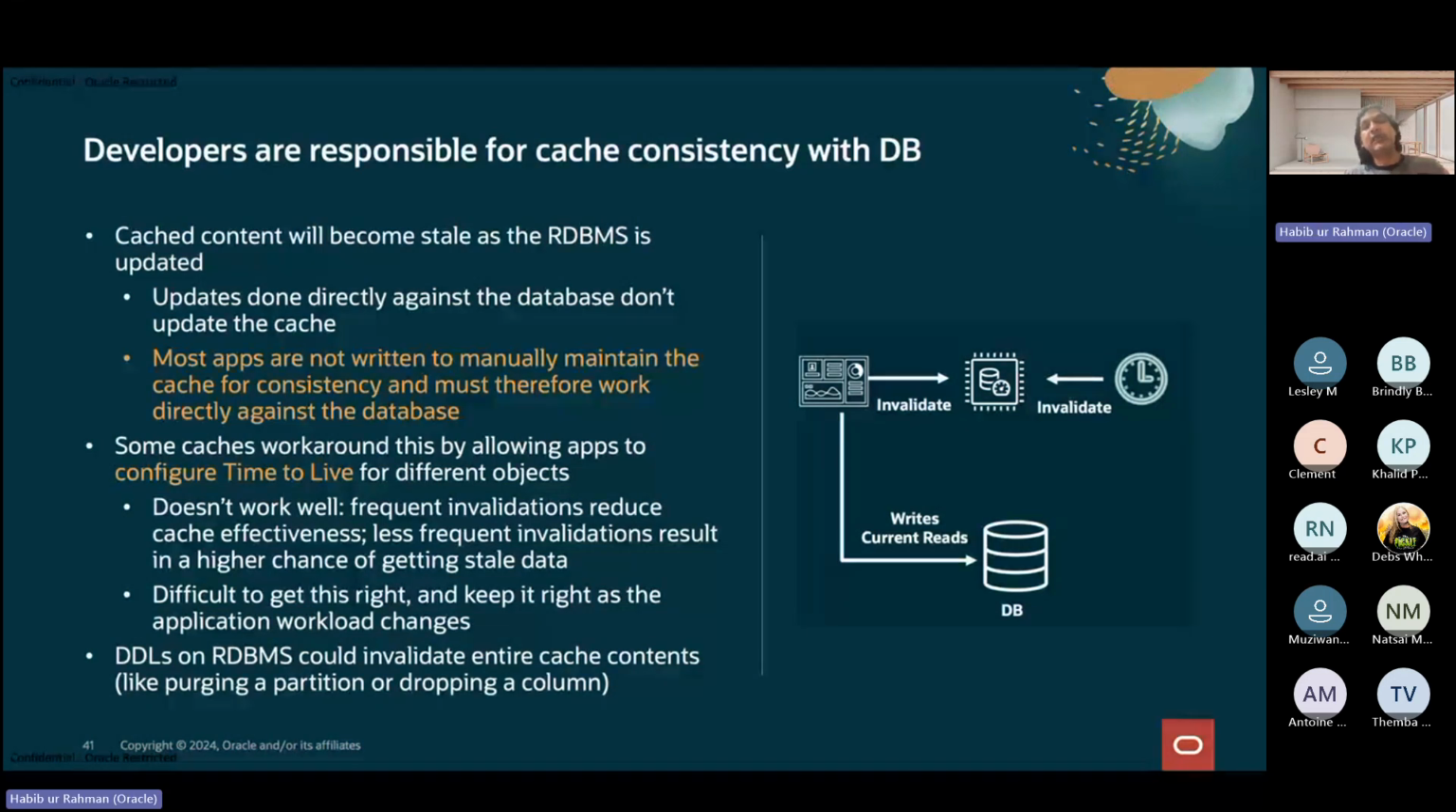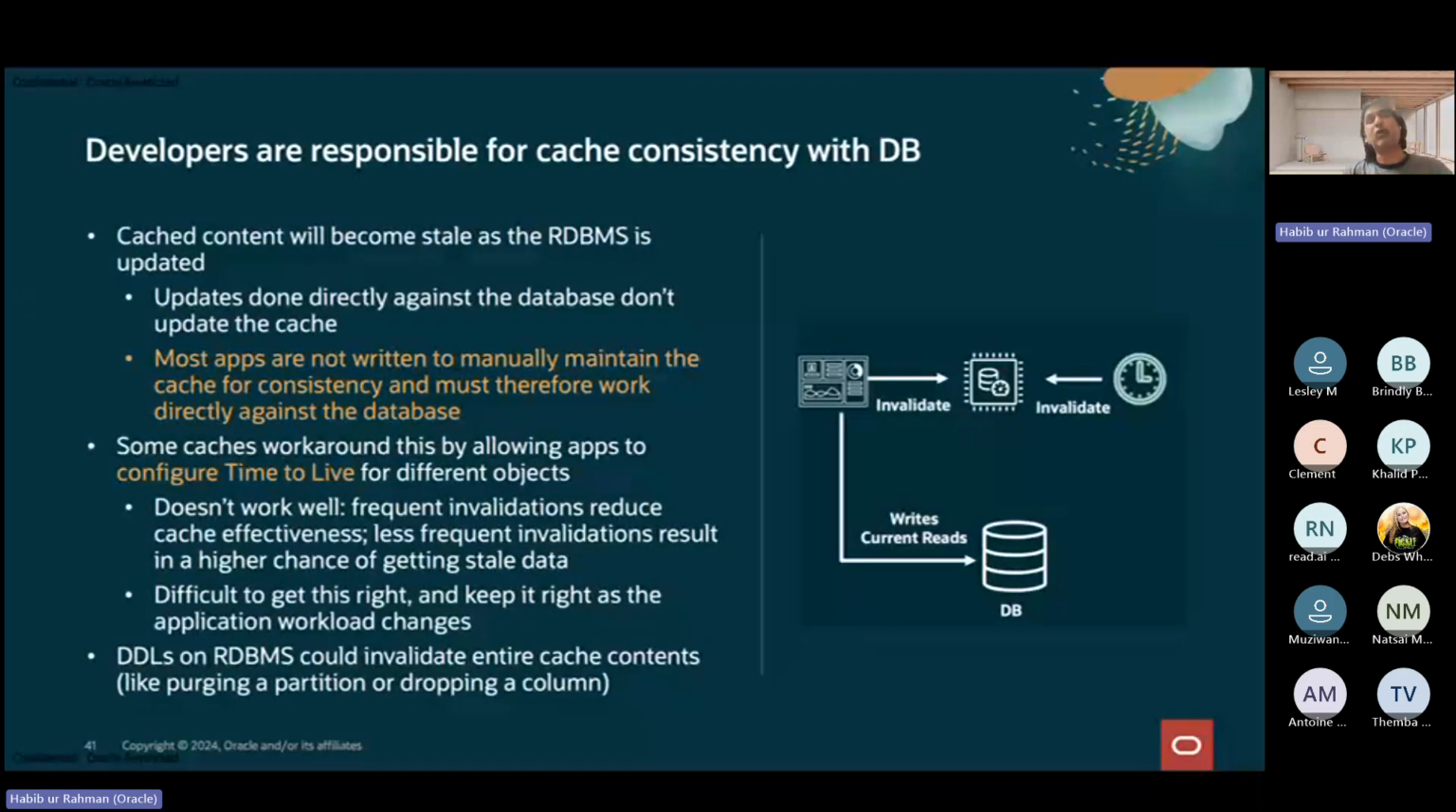Now, some caches work around this by allowing configuration of time to live for different objects. In some applications, developers use the concept called time to live, which means how long a particular object is going to stay in the cache. This is a manual work, all developer-managed work. There's nothing you can automate.